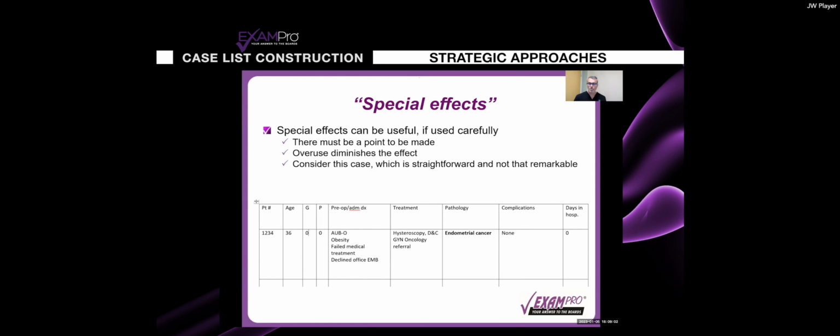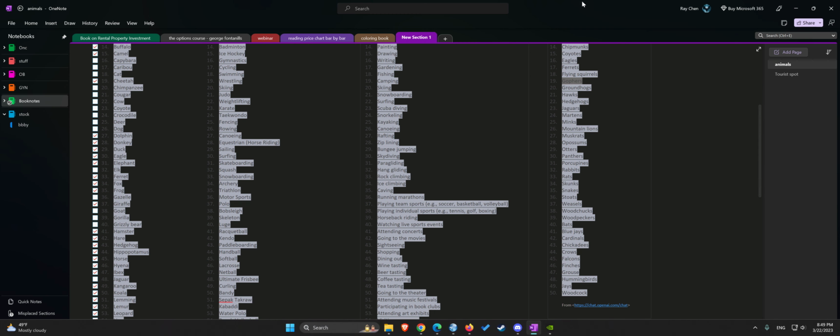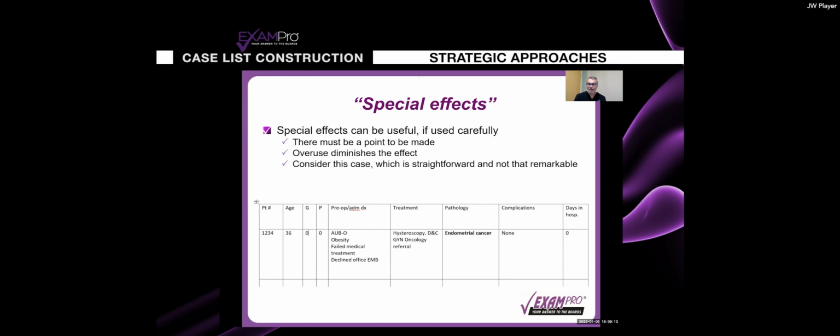If you overuse a special effect, so if you have 30 cases on your GYN list, I'm just making up a number, okay, and 15 of them have bold print in the case, it starts to become routine. My brain starts to ignore it when I'm reviewing your list to think about asking you questions, pretending to be the examiner here. I see bolding everywhere, so it's not really useful. It's not helpful. And I'm going to show you a series of different similar cases to make this point. Start by looking at this case.